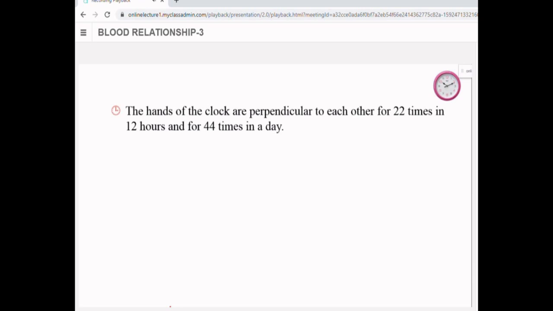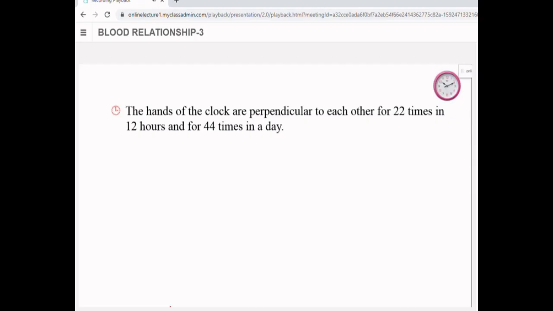Perpendicular means 90 degrees. At 12:15, the minute hand will come at 3. What about the hour hand? Will it remain still on 12 only? At 12:15, the hour hand will move slightly ahead. So it's not perpendicular. It is near 90 degrees, but it will not be exactly 90 degrees. It will be somewhere around 85, 86 degrees, but not 90.